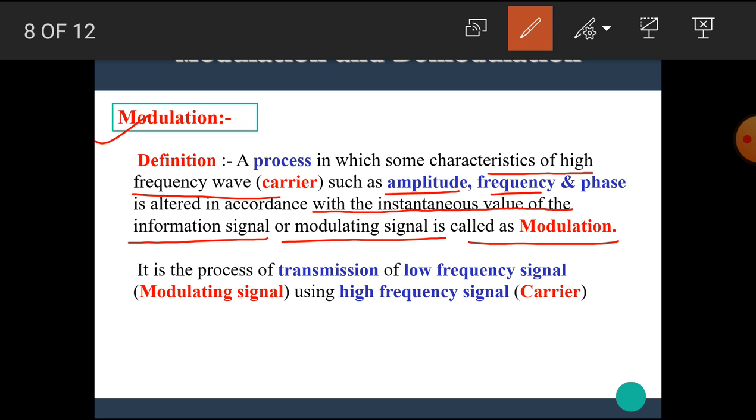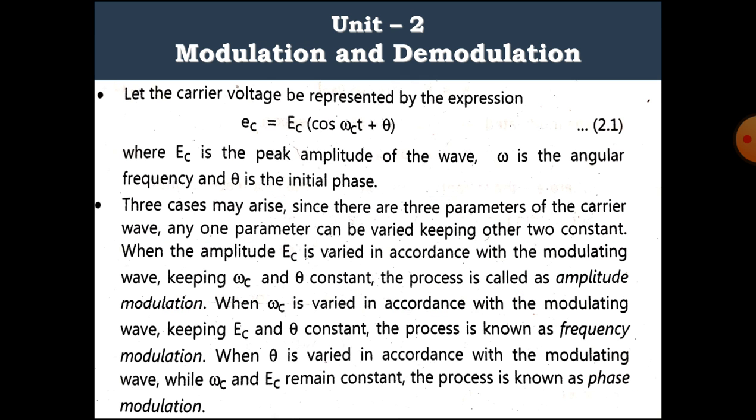That means in the modulation process, some parameters of the carrier wave such as amplitude, frequency, phase are altered with the modulating signal or the original signal. The process is known as the modulation process. It is the process of the transmission of a low frequency signal using a high frequency signal. That means in the modulation process, the modulating signal is transferred with the help of the carrier signal.